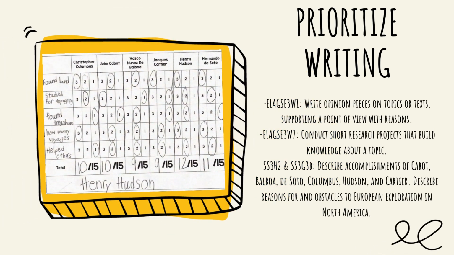In my 3rd grade classroom, my students used the Priority Ladder within their writing. My students researched the European explorers and then created a Priority Ladder to determine which European explorer was the best. They came up with their own grading criteria, such as finding land, studying for voyaging, finding treasure, and others. And then they ranked these explorers on a scale of 3, 2, 1. They calculated their scores at the bottom, which helped them prioritize which European explorer was the greatest.